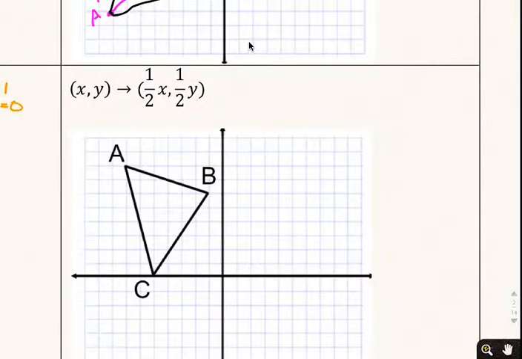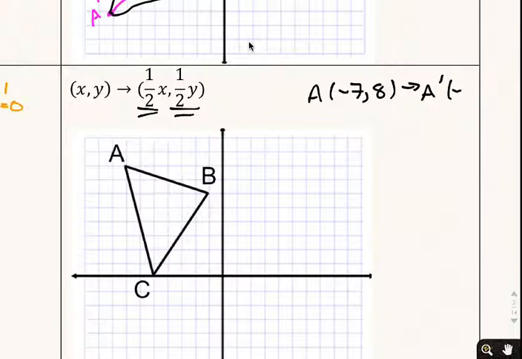Next semester, we'll get more in depth into what this is all about. So this is a purely algebraic rule. So what this is saying is if I have this coordinate that's negative 7 comma 8, the new coordinate is going to be half of each of those values. And so in that case, A, which was negative 7, 8, will go to A prime, which will be negative 3.5 and 4. Again, I'm just taking half of the coordinate values.